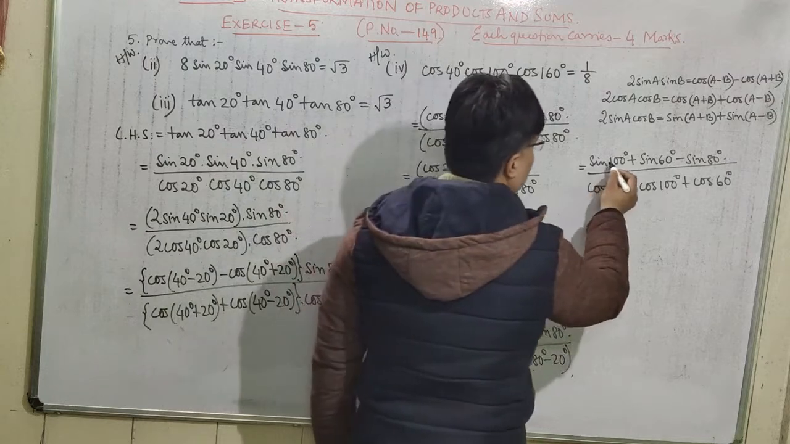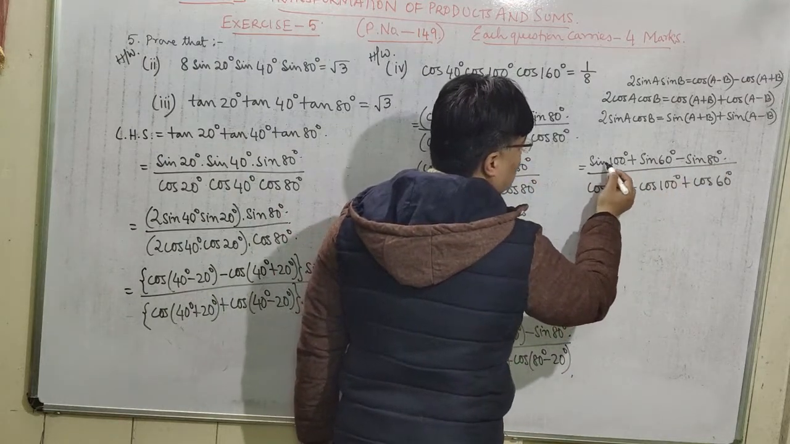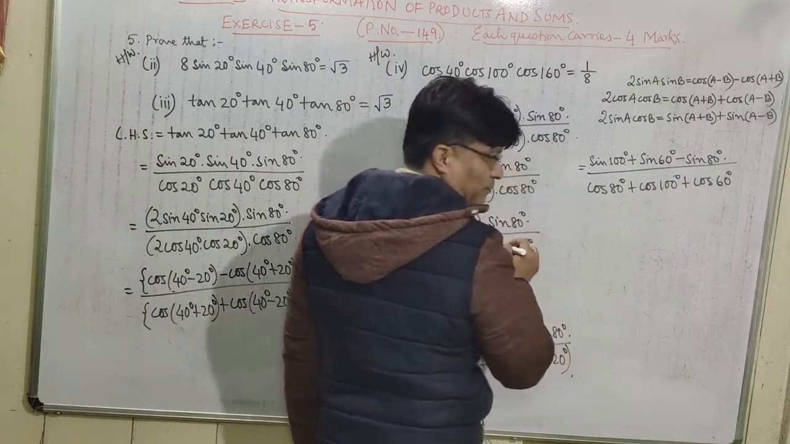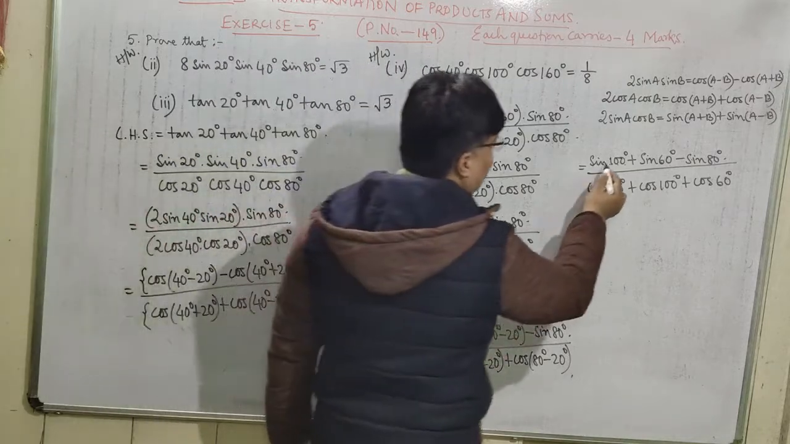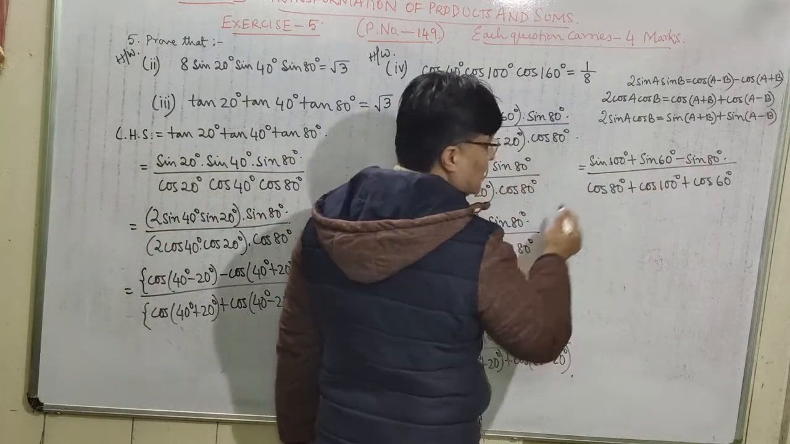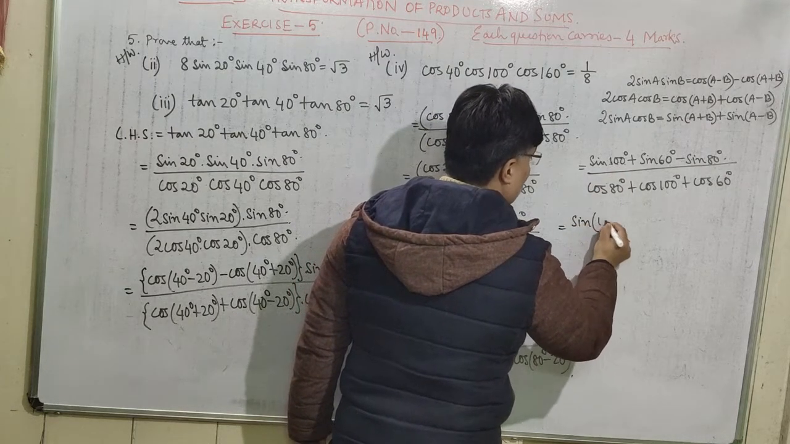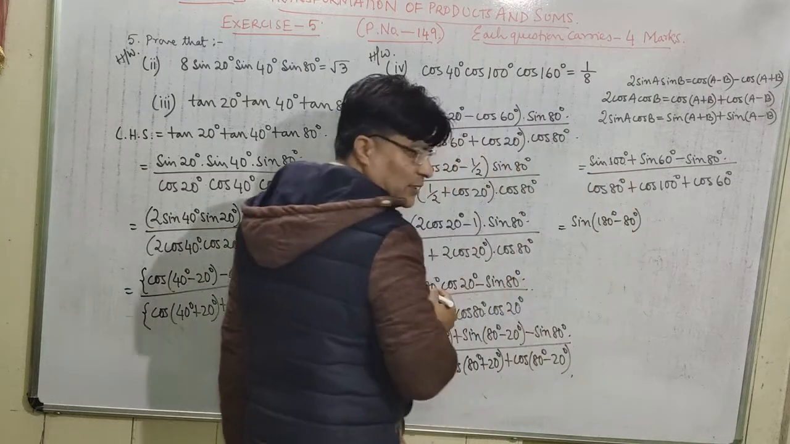And now what will you do with this 100 degree? There is 80 degree. For this 100 degree you can use sine C minus sine D, and for this one cos C plus cos D. Or you may use different methods. That is, 100 degree can be written in terms of 80 degree. This 100 degree can be written as 180 minus 80. 180 degree minus 80 degree is 100 degree, isn't it?